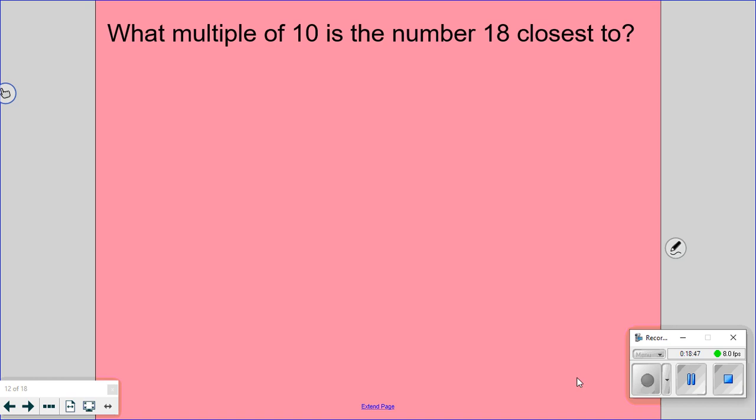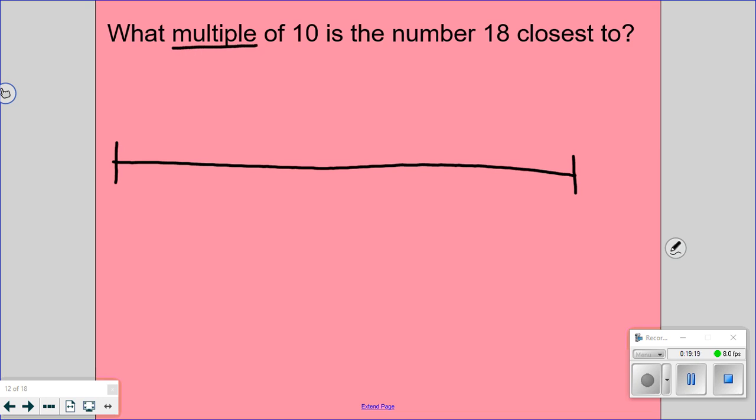You do not need to write this question down, but you do need a number line. Go ahead and draw your number line. Now my question says, what multiple of 10 is the number 18 closest to? That's a lot of words. Let's break it down. This word multiple is a fancy word meaning skip count.